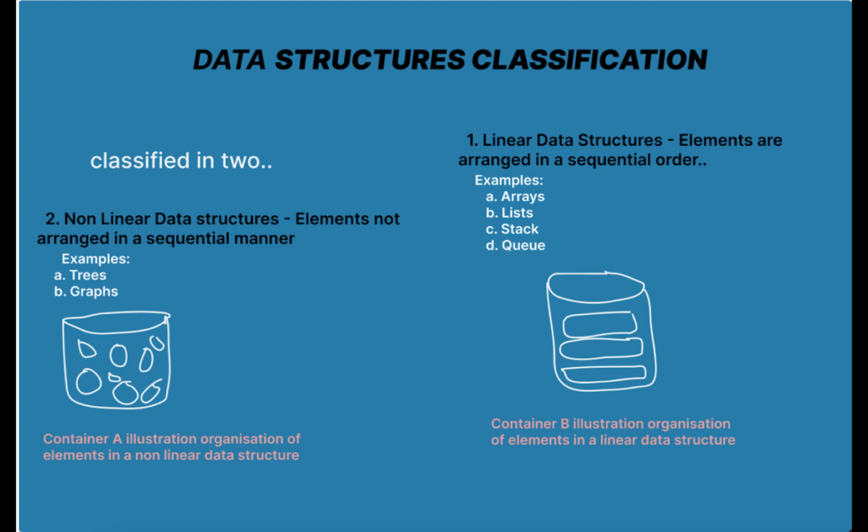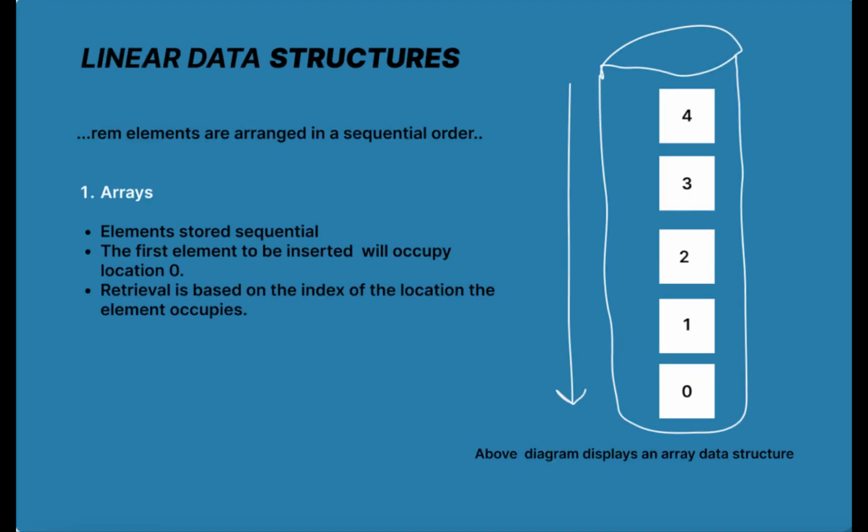For linear data structures, elements are stored in a sequential manner. I mean, there is an order when it comes to retrieving or adding elements in linear data structures. For example, if we look at an array, elements are always arranged from the first one to the last one. The first element to enter an array, we always index it at 0, and then the second element, we index it at 1, and so forth.